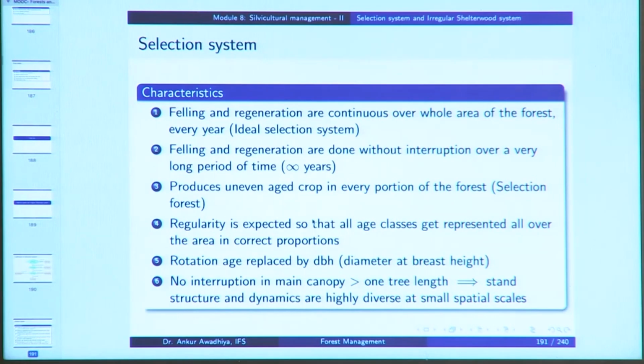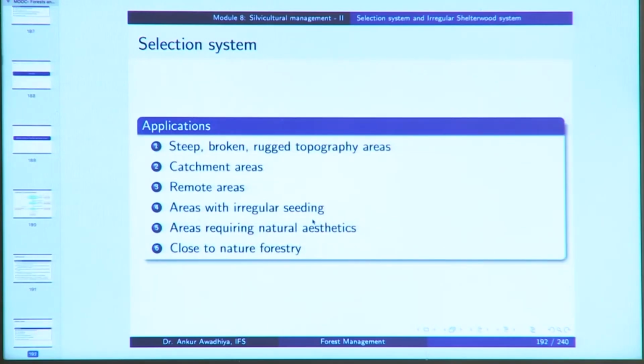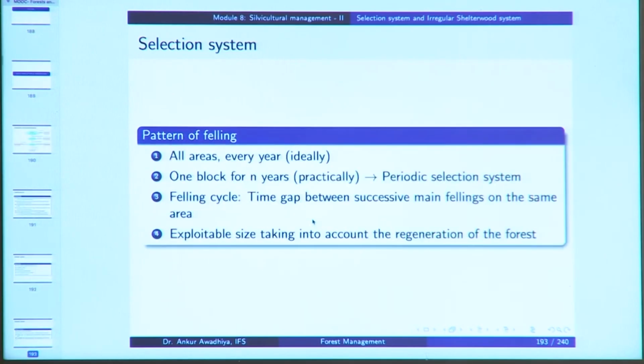Regularity is expected. You do not have a rotation age, but you have a selection DBH or selection diameter at breast height, and because there are no interruptions in the main canopy, so greater than 1 tree length, so the stand structure and dynamics are highly diverse at small spatial scales. Applications: we generally use it for steep, broken, rugged topography areas, catchment areas, remote areas, areas with irregular seeding, areas requiring natural aesthetics and close to nature forestry.